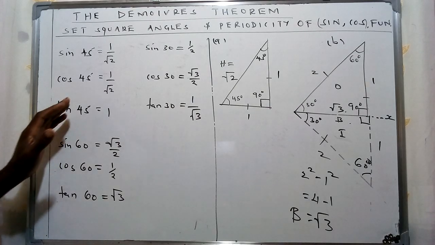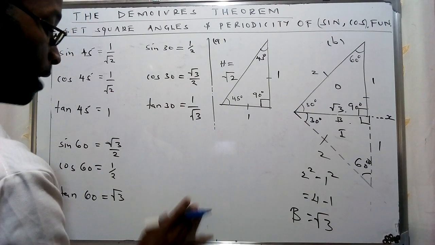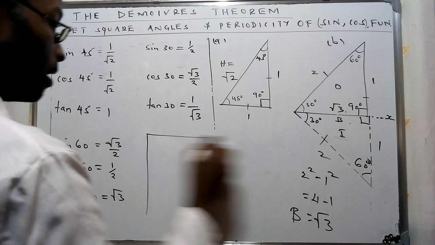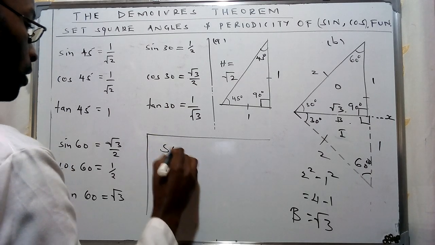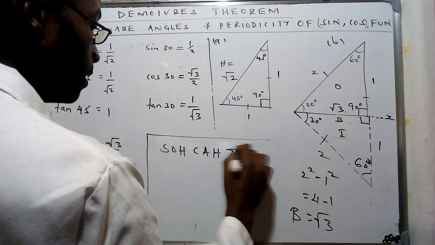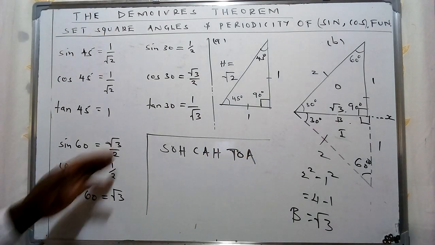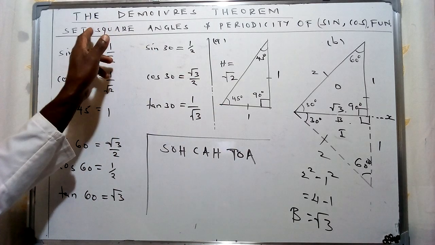So from our previous representation of the concept of these 3 basic functions, the sine, cosine, and tan of theta, we have a particular acronym which we have been using, SOHCAHTOA, and we're going to define the various ratios for the sine, cosine, and tangent of the various angles which you have been given as set angles.